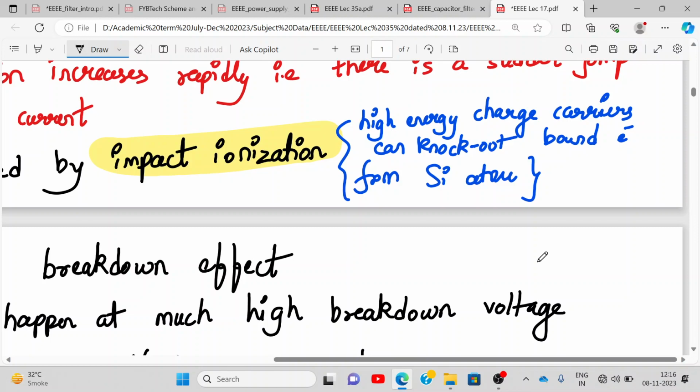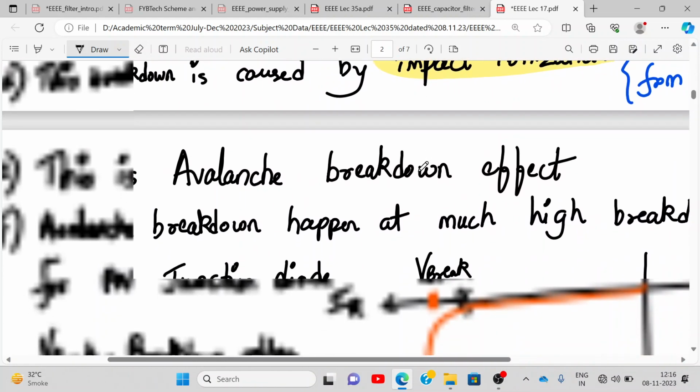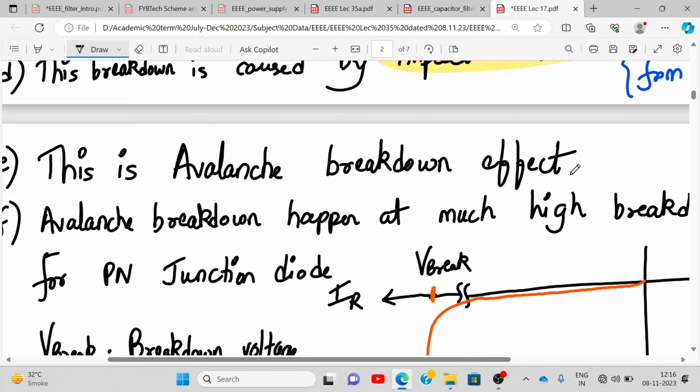Energy band gap is about 1.1 electron volt. So if an accelerated carrier is breaking that, it means it's a big deal. That process, where a high energy charge carrier knocks off a bonded electron from the silicon atom, is called impact ionization. You have to use this word impact ionization when you explain this process of avalanche breakdown. So this is called the avalanche breakdown effect.